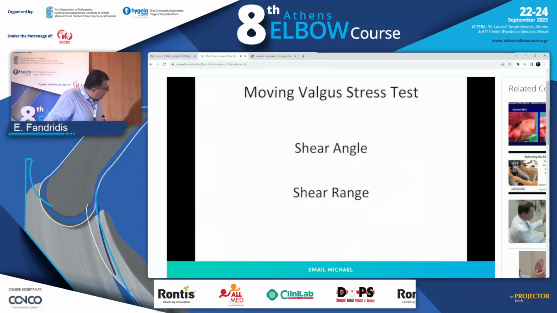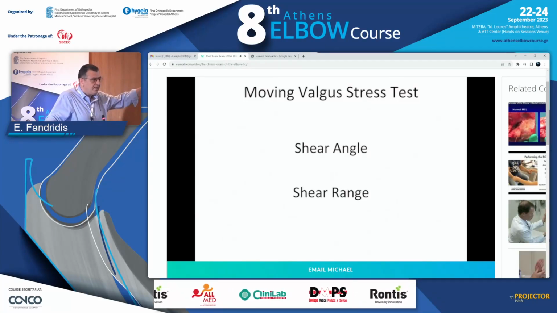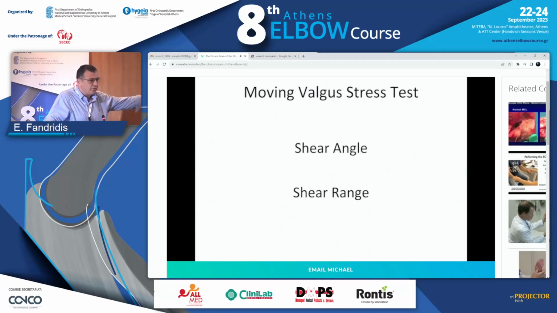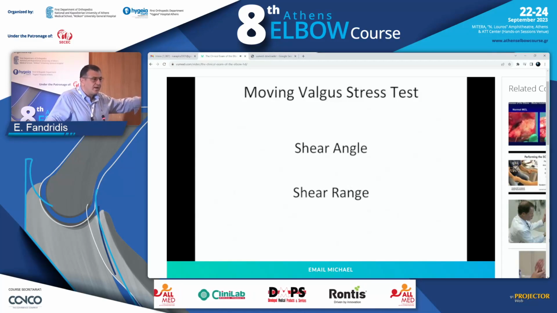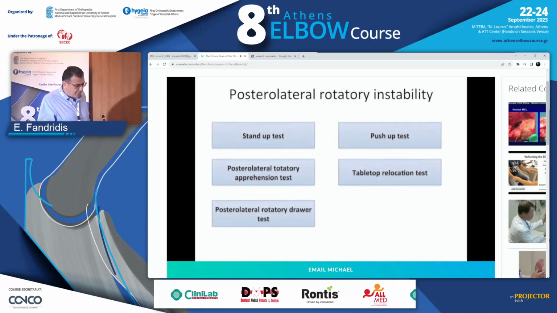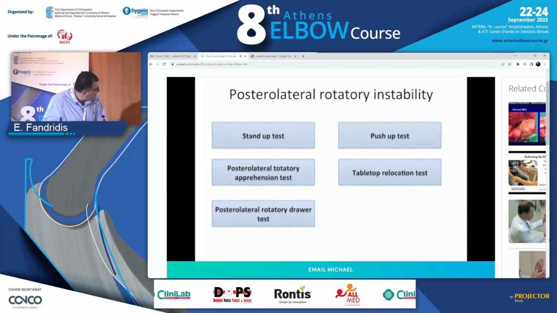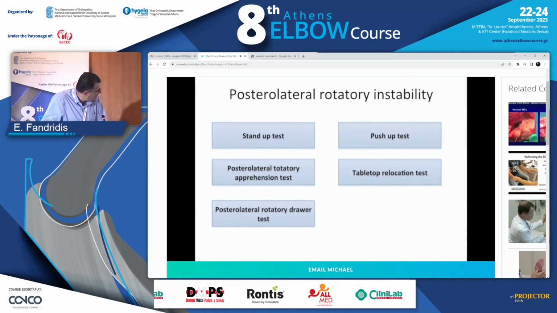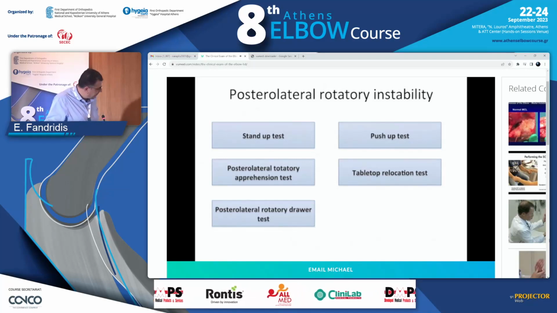They call it shear angle and shear range. Shear angle is the angle when you have pain. I mean, I have pain in 80 to 40 degrees. And the shear range is the range when I have the maximal pain. This is a way to communicate with other doctors or to communicate with your file when you see these kinds of patients. Posterolateral instability: stand-up test, posterolateral apprehension test, posterolateral rotatory drawer test, push-up test, and tabletop relocation test.